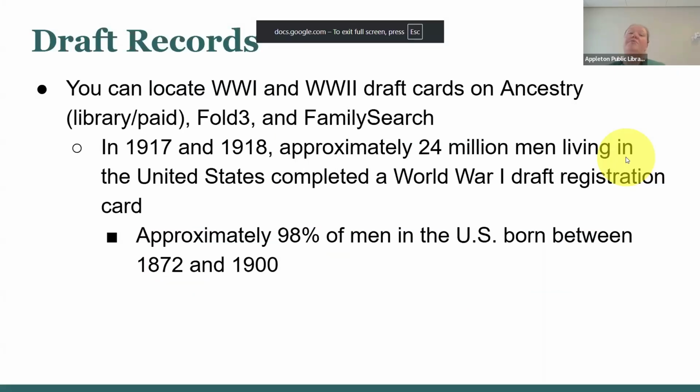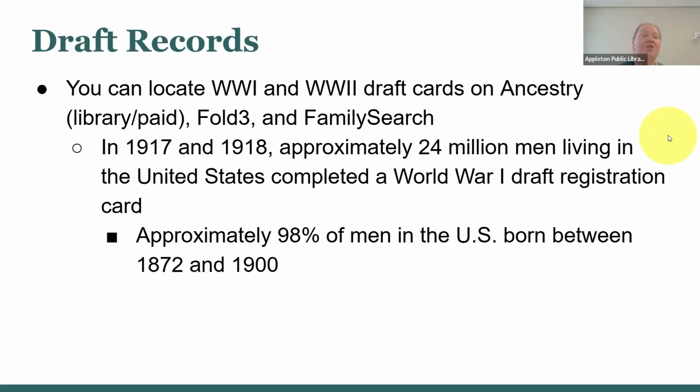With draft records, you can locate World War I and World War II draft records on Ancestry. There's either the paid edition that you would have a subscription to, or we have the free library edition that you can use within the library. We also have Fold3 library edition that you can use here in the library, or if you have an Appleton library card, you can use it from home as well. And then FamilySearch is a completely free site. I'll show you how to use all three of those later.